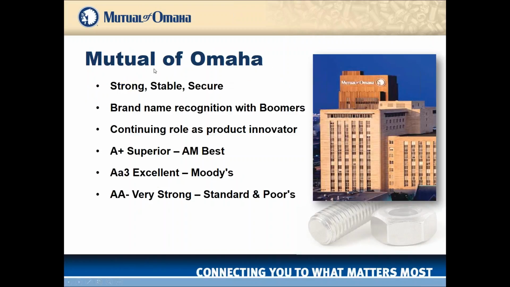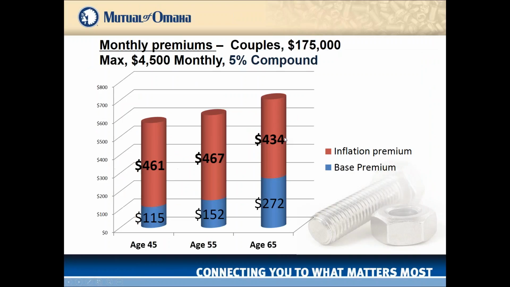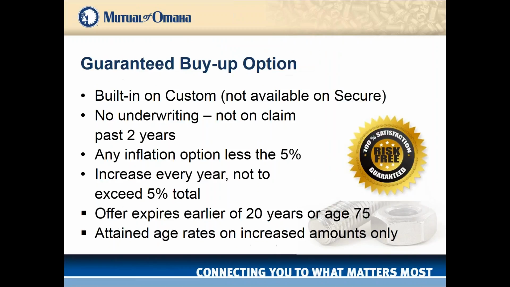Strong, stable, secure. We do have some collateral specific to that. Great brand name recognition with the boomers. And we do have a continued role as a product innovator, and the inflation piece that we're going to look at today really kind of touches on that. So, just a quick look at how important it is to have a mastery of inflation and how to manipulate it. As you can see, the biggest part of the premium is inflation, and your ability to maneuver that around will be a significant key to your success as you go along.